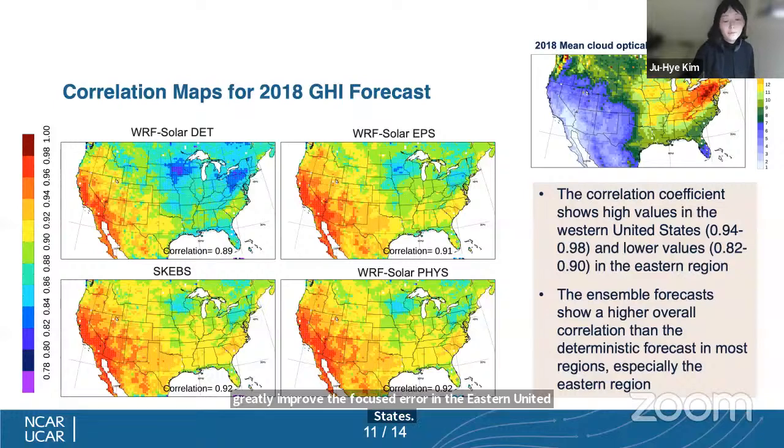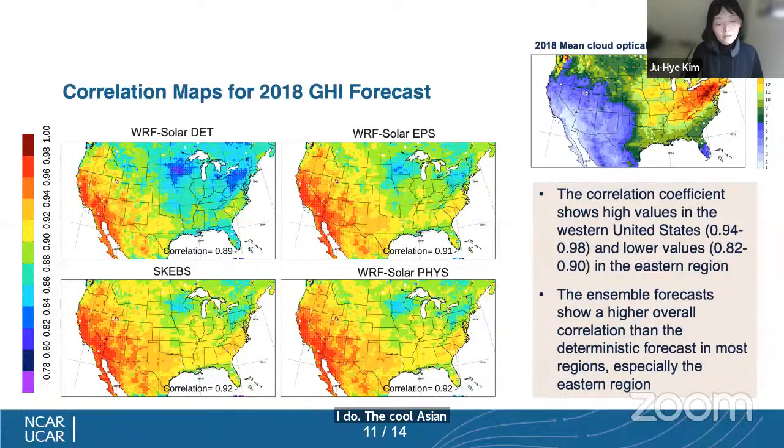And these are the correlation maps. The correlation coefficient shows high values in the western United States and lower values in the east. The ensemble forecast shows higher overall correlation than the deterministic forecast in most regions, especially in the eastern United States.